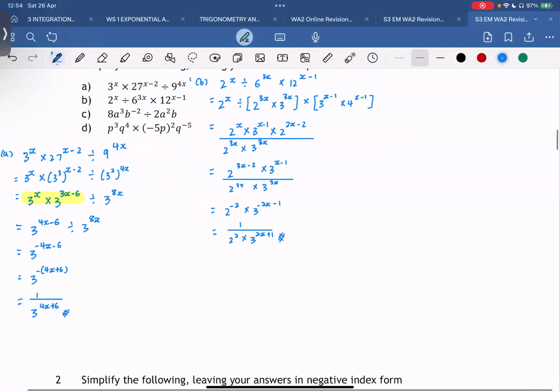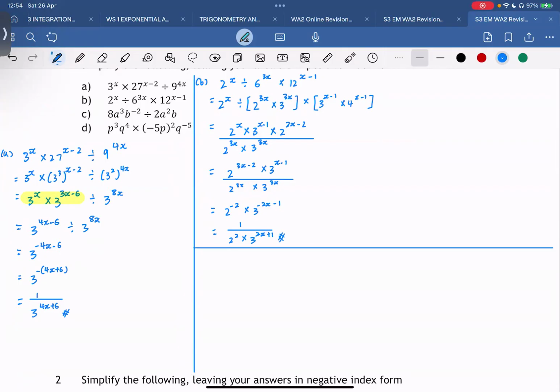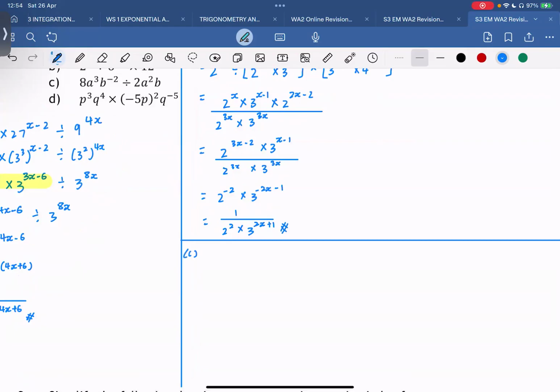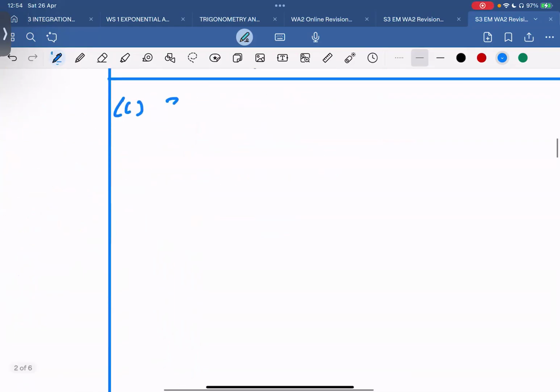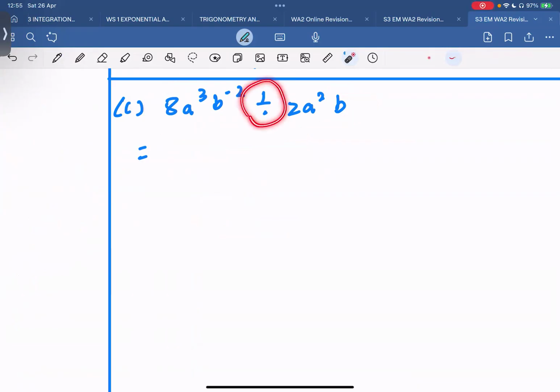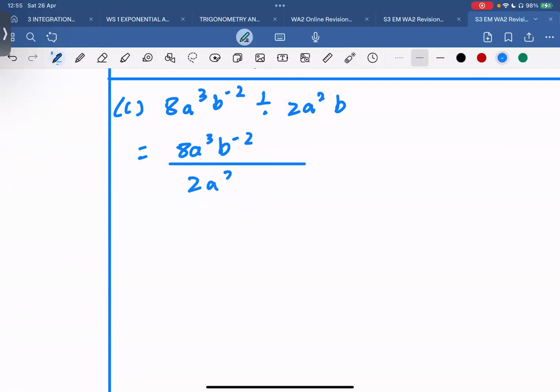Okay, next is part C. So for part C, we have 8a cubed b to the power of negative 2 divided by 2a square times b. Okay, so same thing. To make it clearer, we can convert the divide to a fraction. So 8a cubed b to the power of negative 2 divided by 2a square times b.